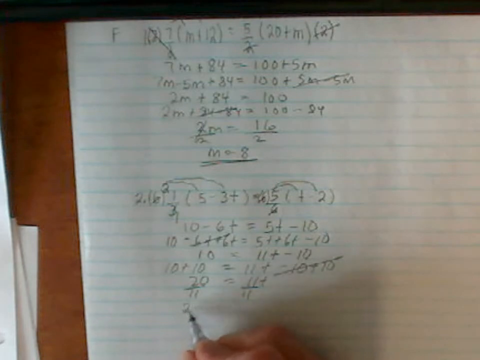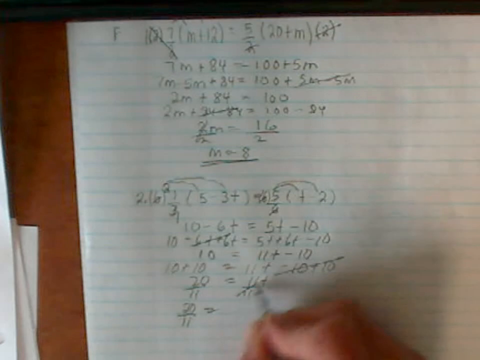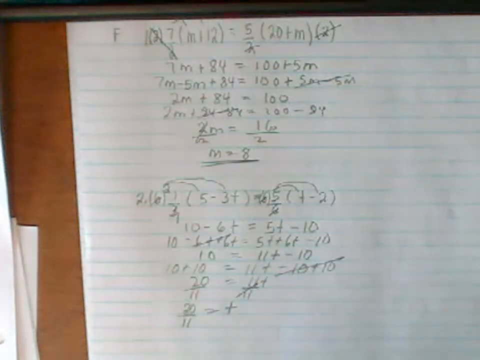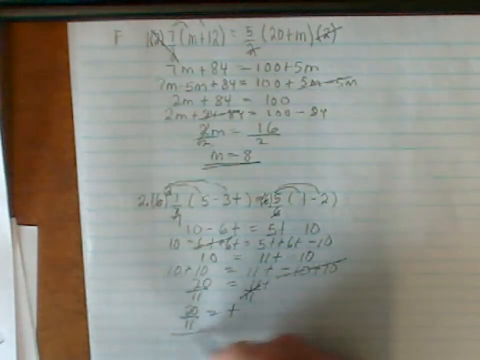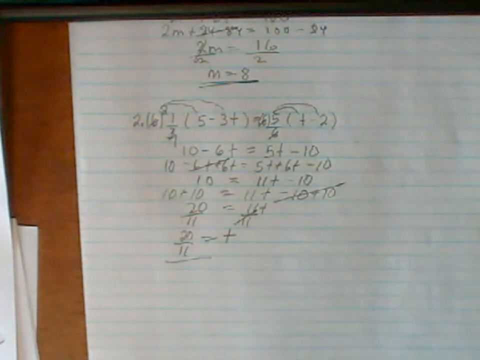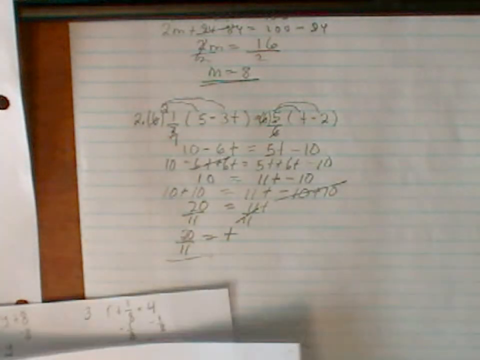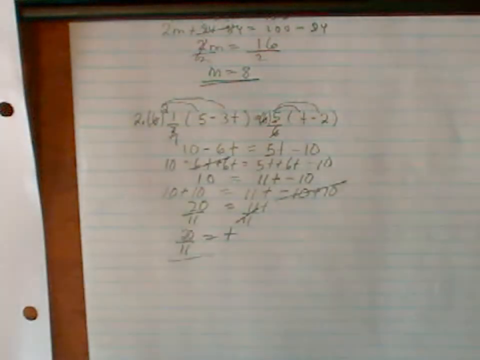So we end up with 20 over 11 equal to t. And this is perfectly fine to have a fraction like that. And you can just leave it improper. Is that okay? Definitely grade 10 and 11 pre-cal girls. That's why I'm giving it to you. Don't lose this stuff.